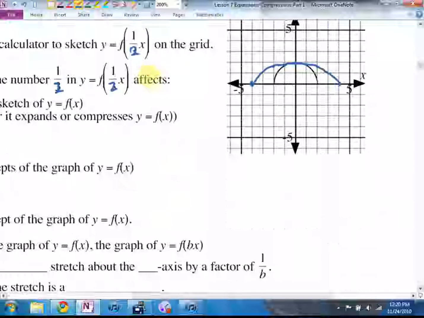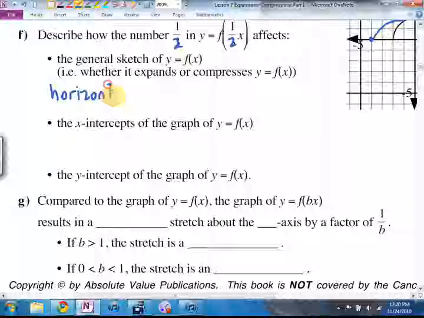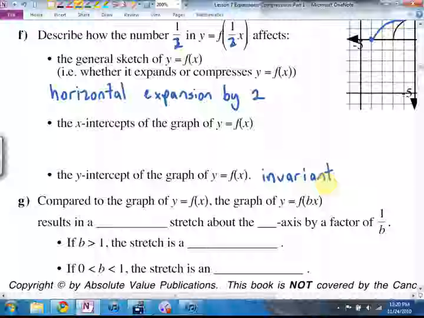So let's make our little list here. Describe whether it expands. This is a horizontal expansion by a factor of 2. The y-intercept was invariant. The x-intercepts also undergo a horizontal expansion by a factor of 2. Okay?